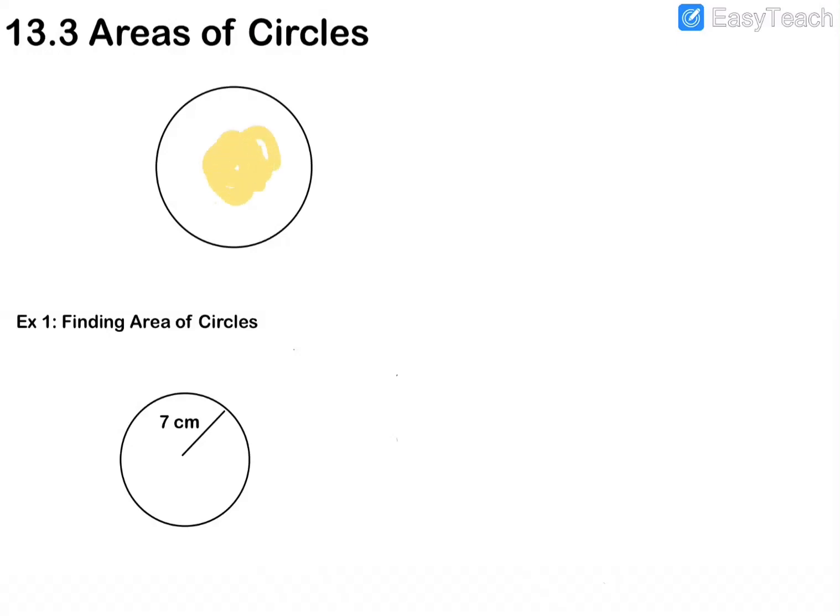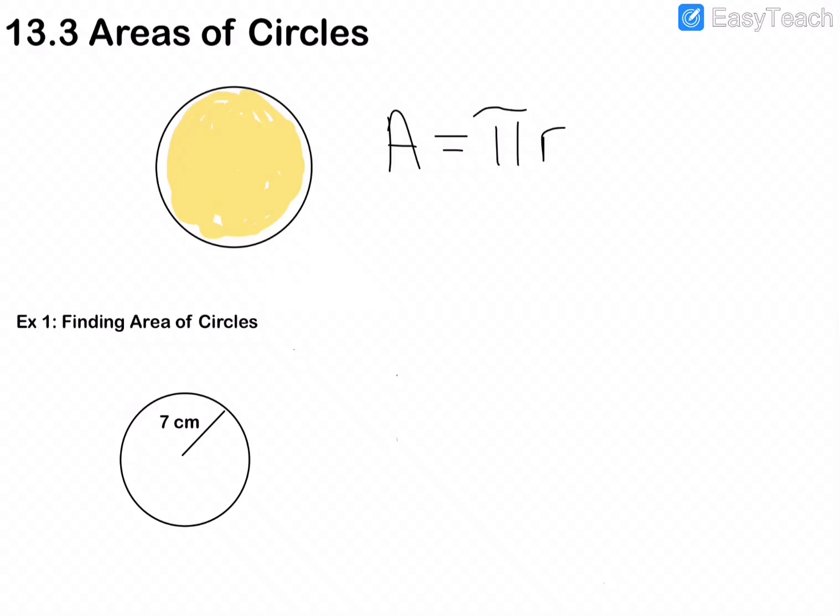So we're talking about the measurement of the inside of a circle, so all of this. Okay, so there's another formula that you'll have to memorize to find the area of a circle. And the area of a circle is A, capital A, equals pi times the radius squared. So you will need the radius when solving these problems.